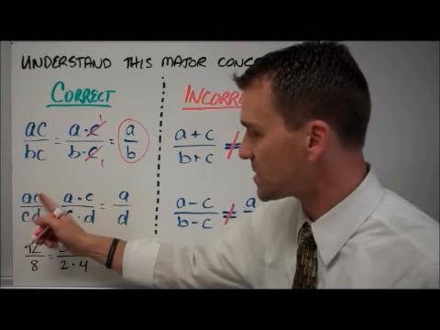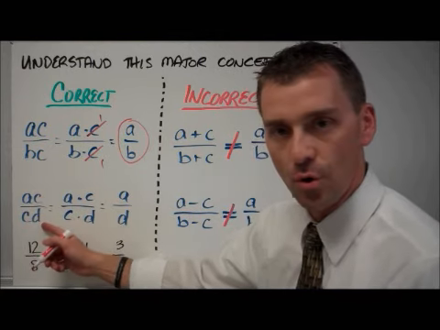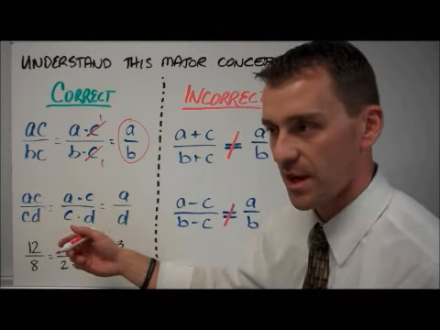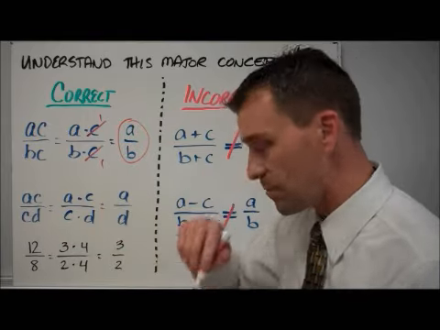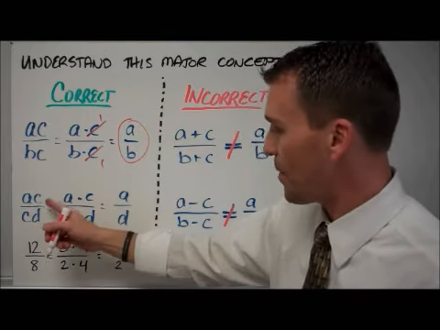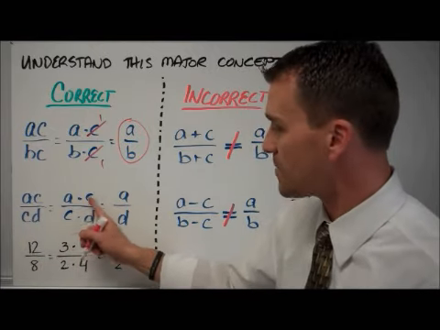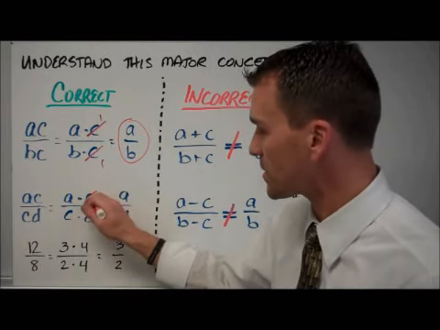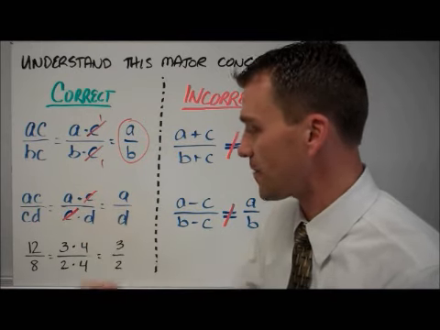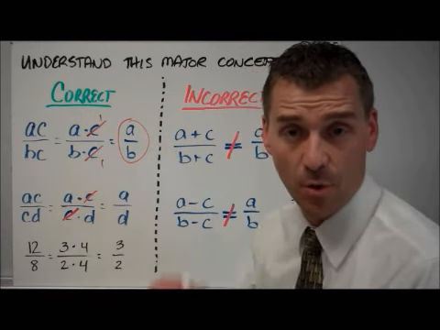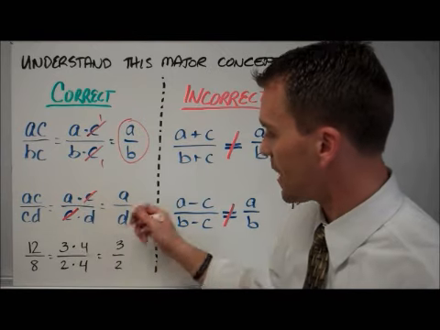Likewise, if you had AC over CD, well, if you multiply this out, or expand it, you have A times C and C times D. Well, you can cross this one off on top and this one off on the bottom, because they are factors that are the same, one on top, one on the bottom. So now you're just left with A times D.